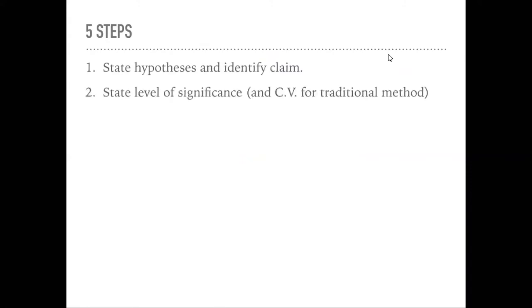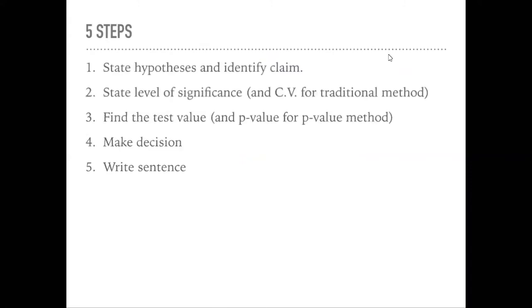So 5 steps for hypothesis testing, same 5 steps that we've been going through. State your hypotheses, identify your claim, state your level of significance and your critical value for the traditional method. Find your test value and the p-value for the p-value method, make your decision, and then write your sentence. Making your decision is done the same way that we've been doing it. So compare alpha and p. Alpha less than p, do not reject the null hypothesis.